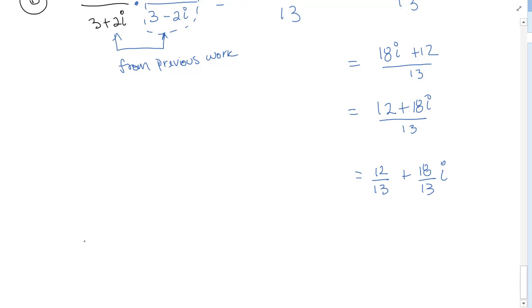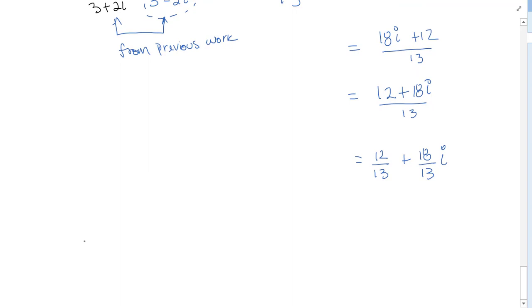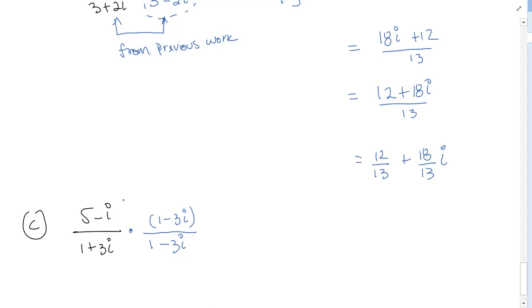Okay, we'll do one more, and then that'll be it. So say I want to divide (5 - i) by (1 + 3i). Same thing, i is the square root of -1, so we want to think about multiplying by the conjugate. We want to make this a real number. So I'm going to have (1 - 3i) over (1 - 3i). And now there's a binomial there.